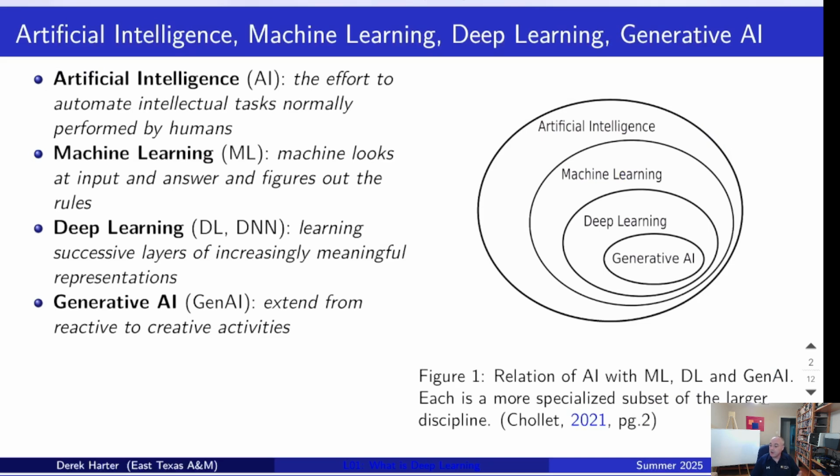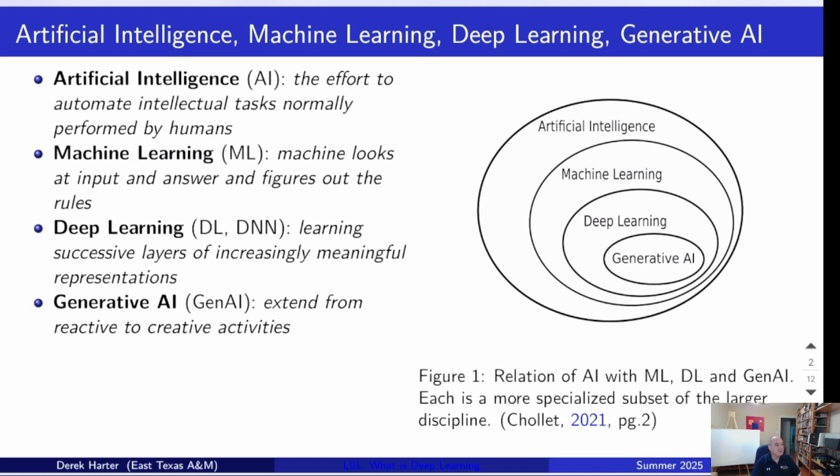So first of all, deep learning is kind of a specialization of neural networks and machine learning, which in and of themselves are specializations of artificial intelligence. Okay, so if you don't know what artificial intelligence is, the basic idea of AI is the effort to automate intellectual tasks on a computer that would normally be performed by humans. Okay, so AI has been around for a long time, since the late 1960s.